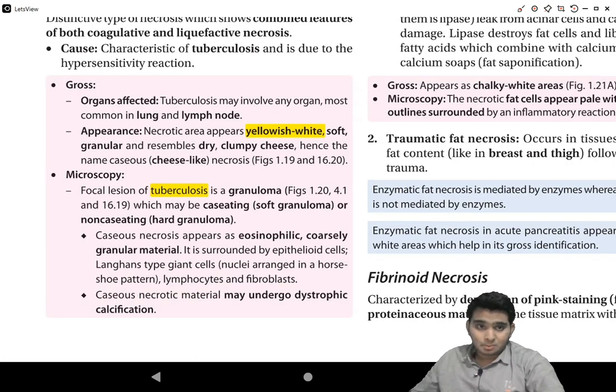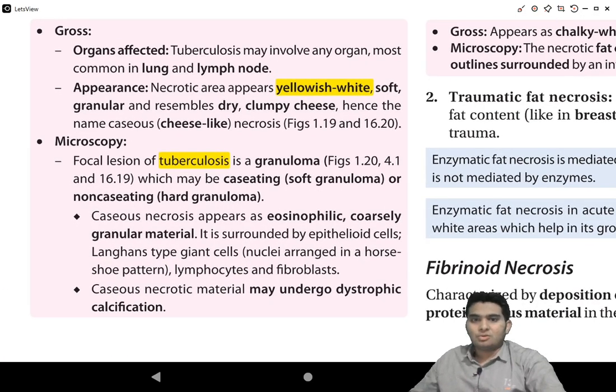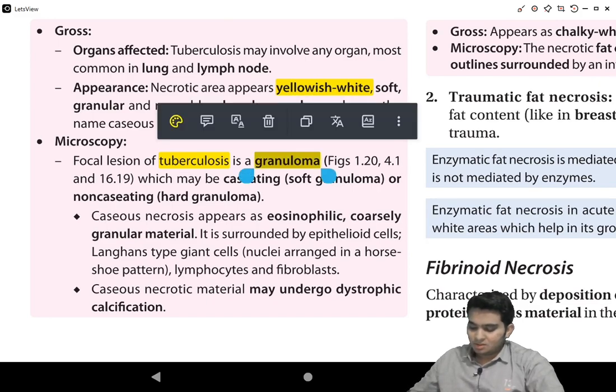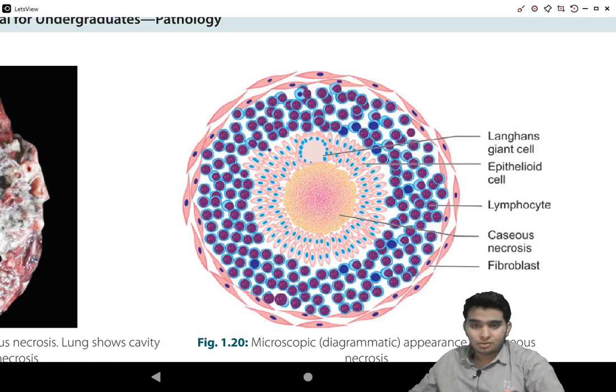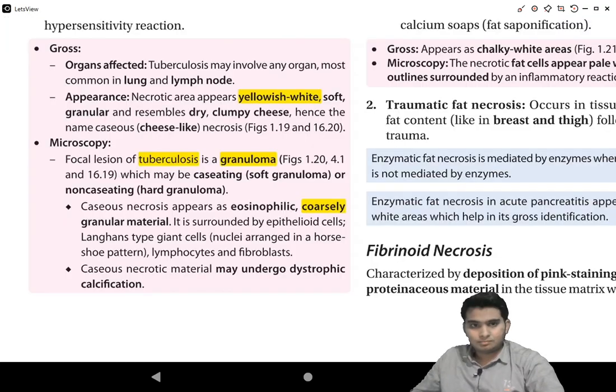Now, if you see the microscopic features, the focal lesion of tuberculosis is a granuloma, which may be a caseating soft granuloma or a non-caseating hard granuloma. So here you are seeing the granuloma formation. In the center there is caseous necrosis. Then there are epithelioid cells. Then here you see Langhans giant cells, and here lymphocytes and fibroblasts. Caseous necrosis appears as eosinophilic coarsely granular material. In caseous necrosis, necrotic material may undergo dystrophic calcification.